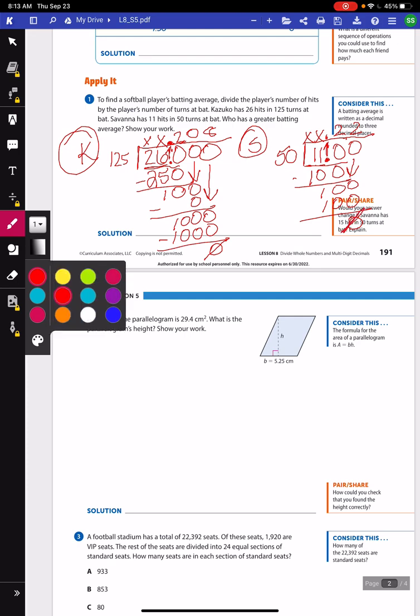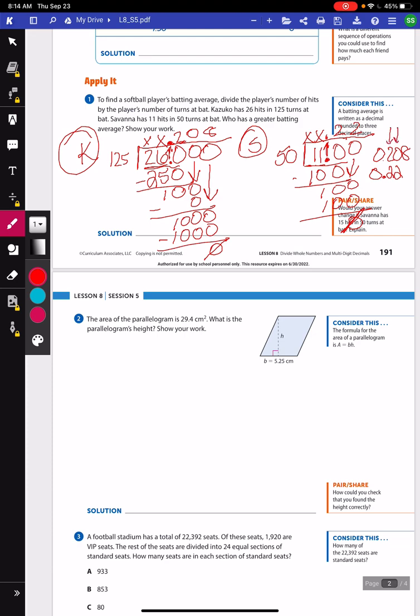All right, so who has the greater batting average? So we need to compare 208 thousandths and 22 hundredths. So I'm going to look at my tens place. Those are the same. Then I move on to my hundredths place. We have a 0 and a 2. Which one's greater? This one's greater. So Savannah is the winner.